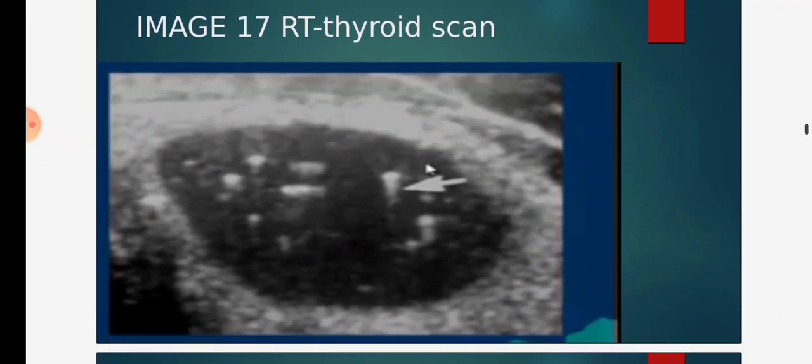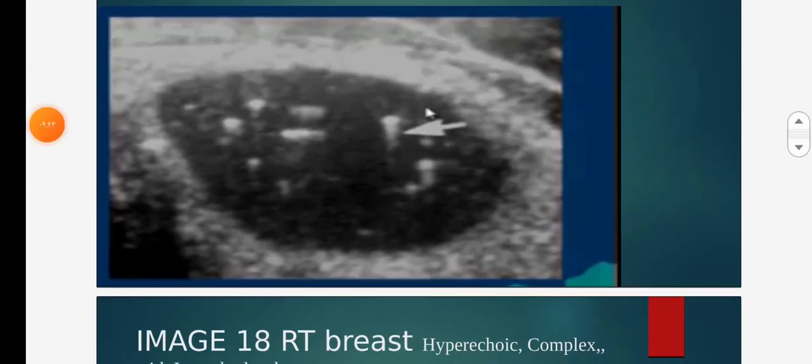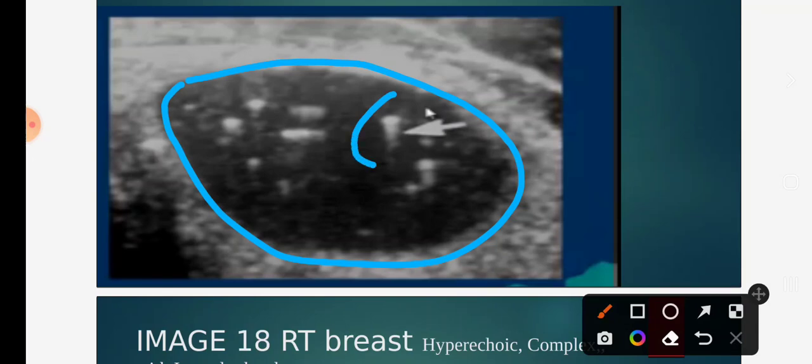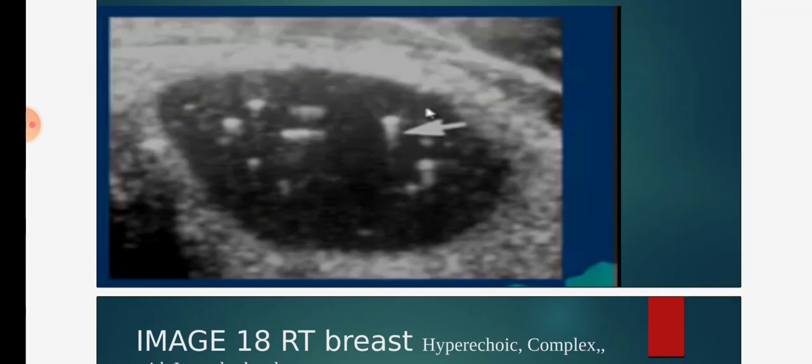17, right thyroid scan. In this scan, an oval mass, oval lesion, hypoechoic with internal depressed areas, has a head and tail. The feature of the comet tail sign is a benign nodule.